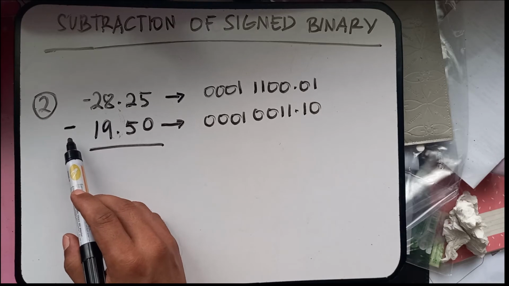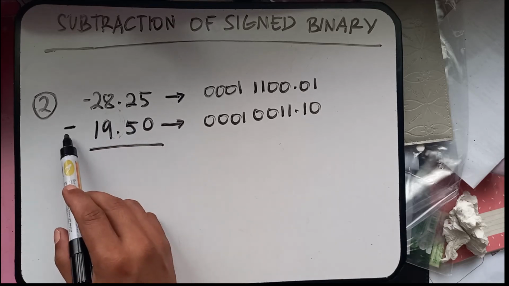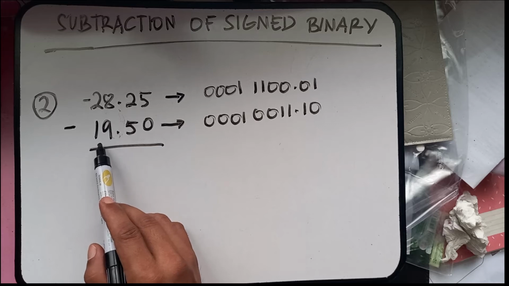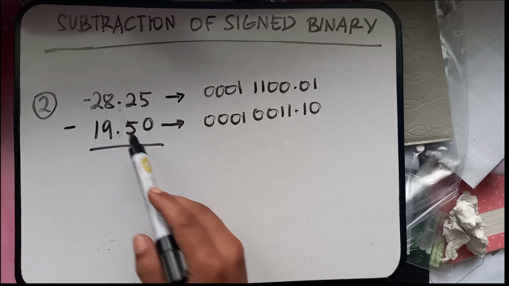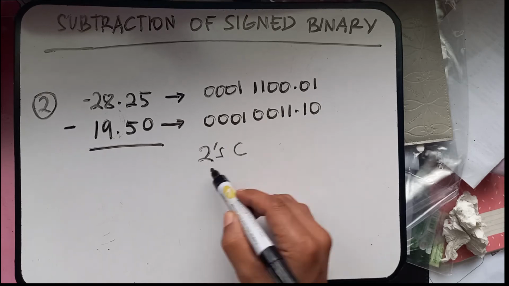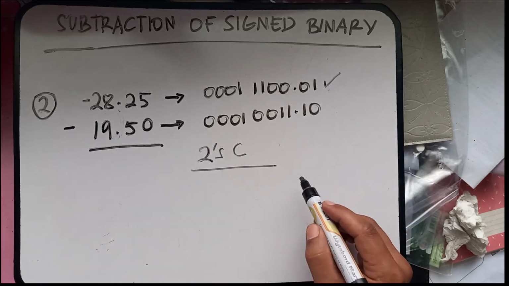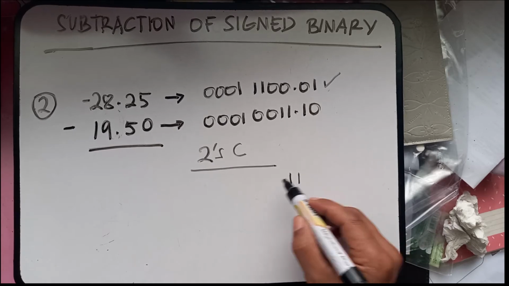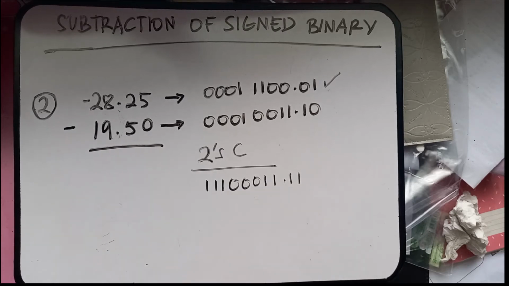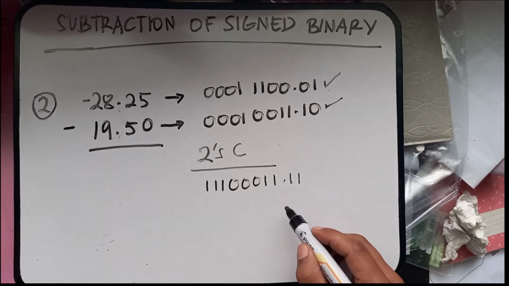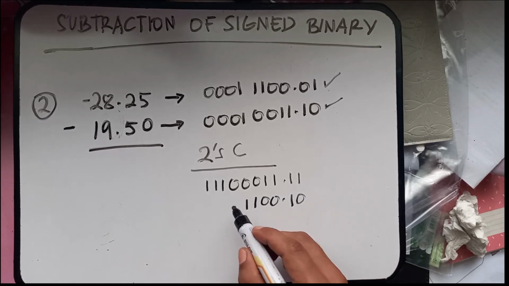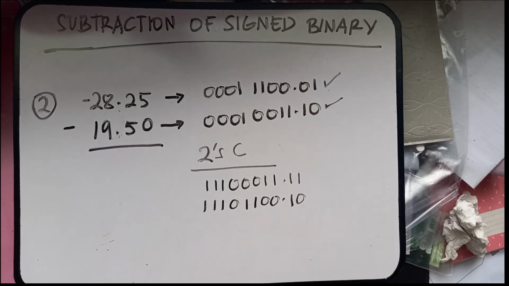Remember, we are subtracting negative 28 to 19. And negative sign here is not just an operation, but it is also the sign of this given, negative 19.50. So meaning we have to apply 2's complement on this given. So we have already the positive form. Let's try getting the 2's complement of this, and that is 1 1.11 0 0 0 1 1 1. And for the second given, this is 0 1 0 0 1 1 0 1 1 1.